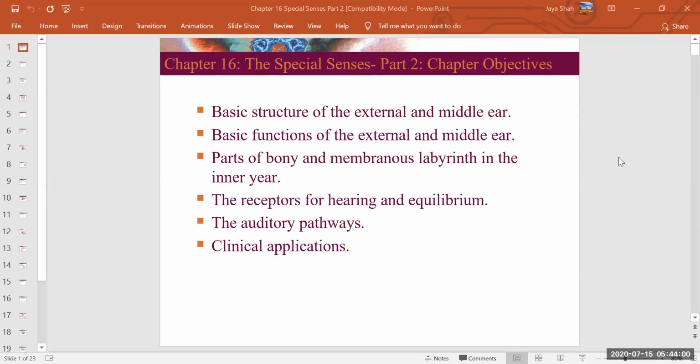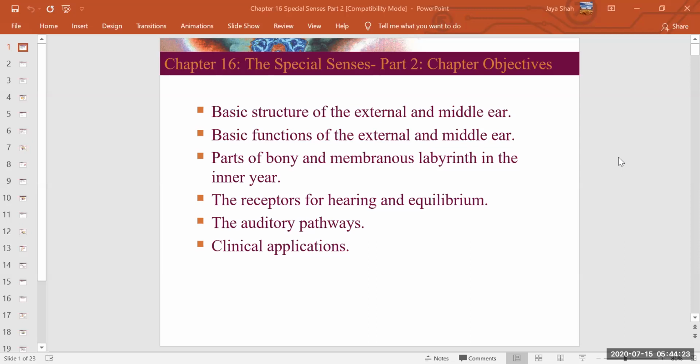So the ear is the sensory organ for hearing as well as for balance. There are two main structures in the body which balance your body. That is called proprioception, and that is the function of the cerebellum as well as the inner ear.